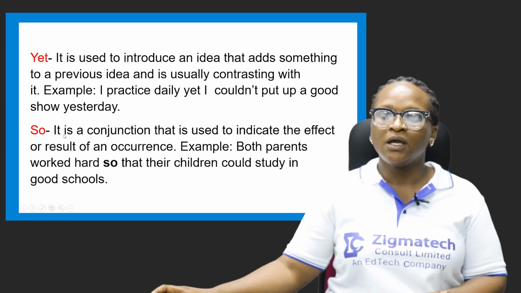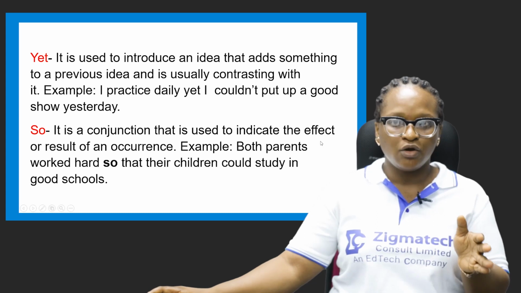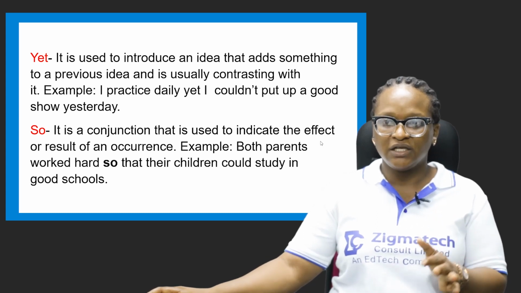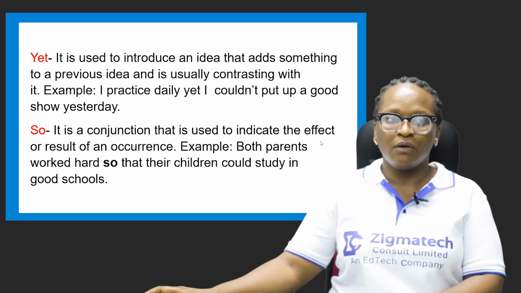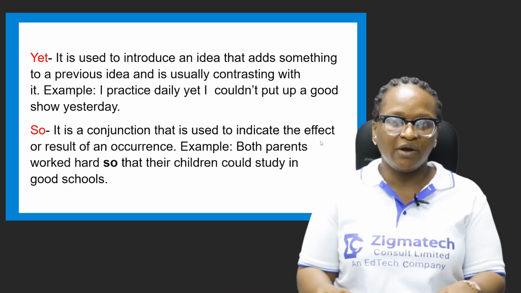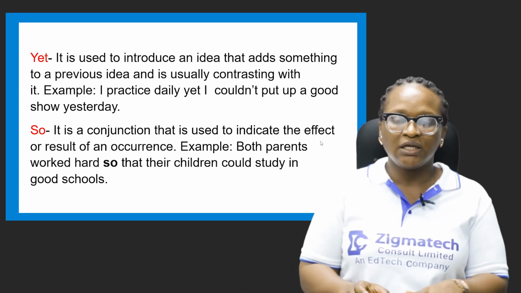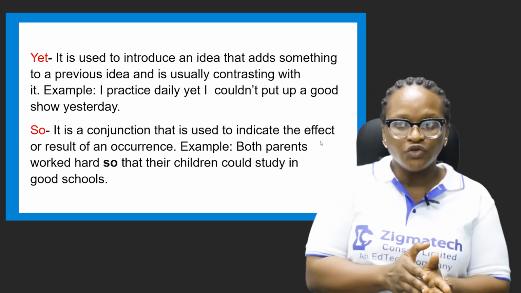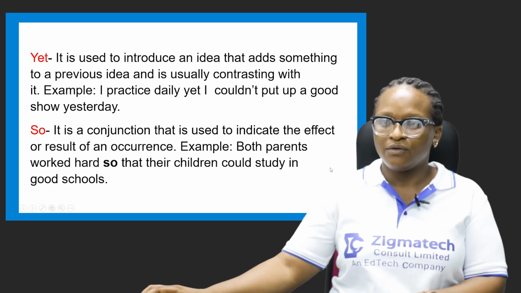Finally, so. It is a conjunction that is used to indicate the effect or result of an occurrence. Example, both parents worked hard so that their children could study in good schools. Used to indicate the effect or result of an occurrence.